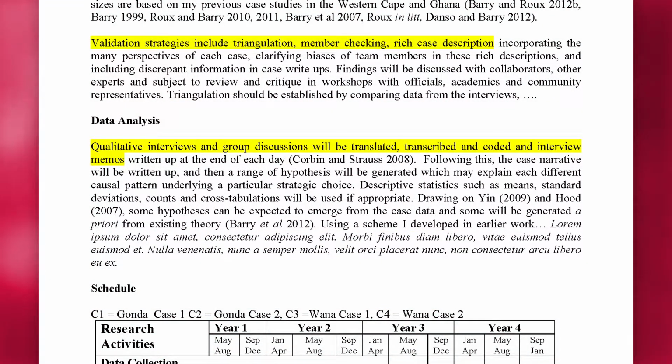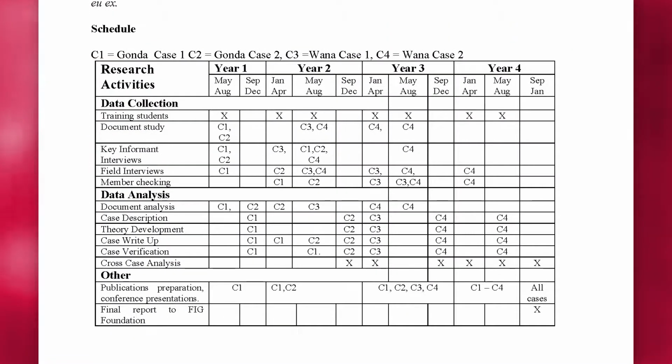Validation. How do you know that your data are valid? Make sure that you've read all the research design and research methodology textbooks that are relevant to your particular project, and demonstrate that you know what they are in your proposal. Then data analysis. How are you going to analyze the data? And finally, we get to the schedule. What are you going to do in which particular year?